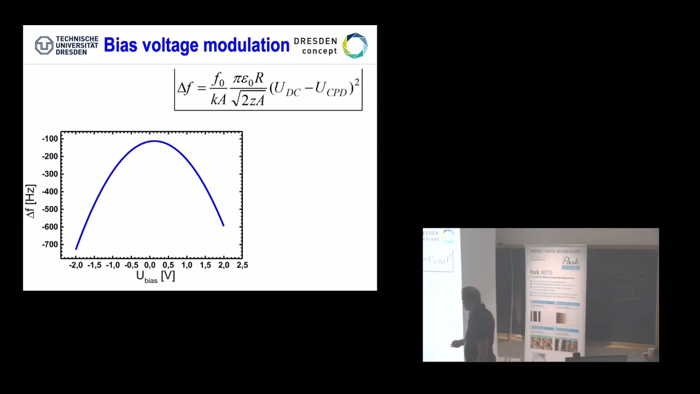This means that this center not necessarily needs to be at 0, but can be shifted exactly with respect to this contact potential difference. So this parabola shifts, and what you can learn from this is exactly what the contact potential difference is, what kind of element I have. You get element analysis.